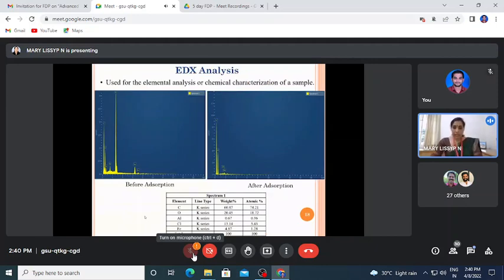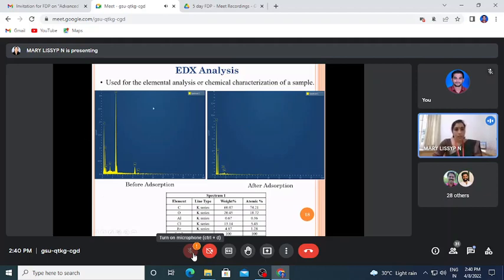Coming to EDX analysis, why do we do the EDX analysis before adsorption and after adsorption? As I said before, all these are important if you are going behind an adsorption process, because only with the values we cannot claim that the adsorption has taken place. But with the pictorial or graphical representation, we can prove that the adsorption has taken place. So what is EDX analysis? It is mainly to find out which elements are present in the nanocomposite. You can see here, just to compare, I've taken one example.